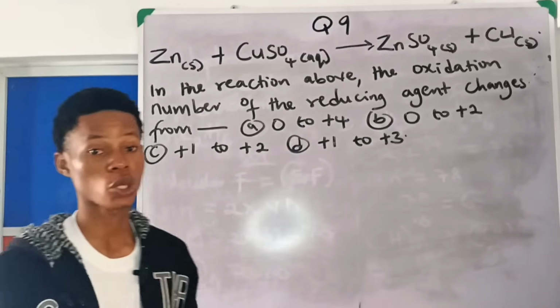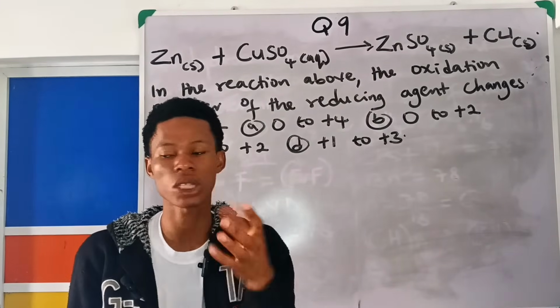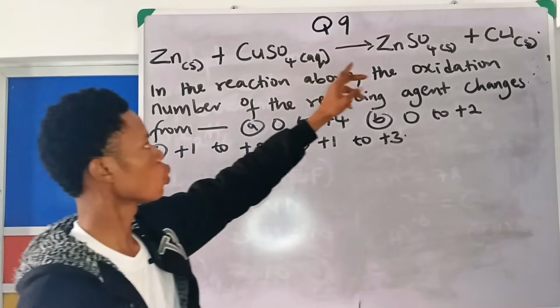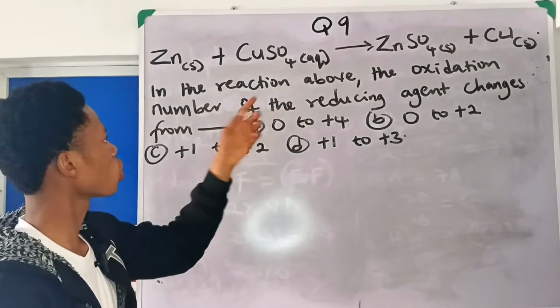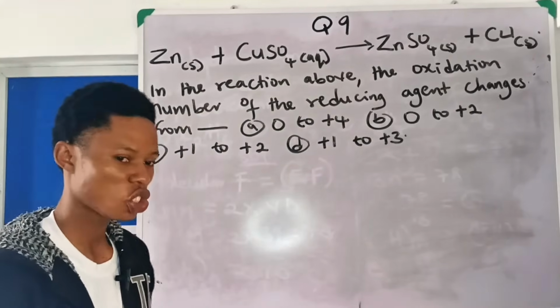All right, here we have question 9, and it's actually a bonus question. I will be giving you the trick, the cheats to answer this question. We're given this equation: zinc plus copper sulfate gives zinc sulfate plus copper. In the reaction above, the oxidation number of the reducing agent changes from dash to dash.